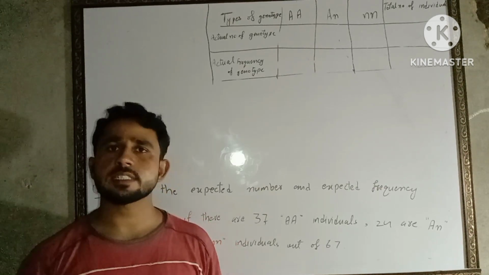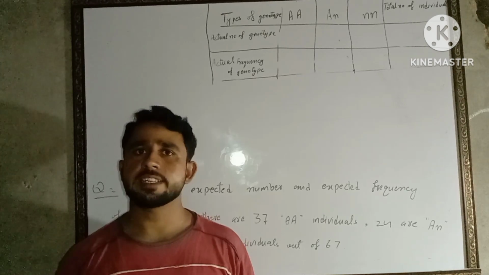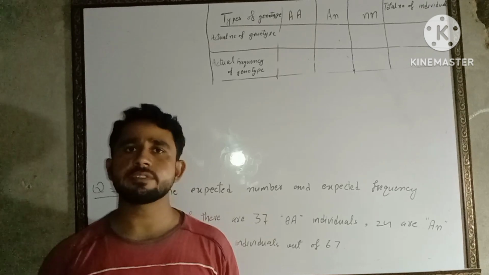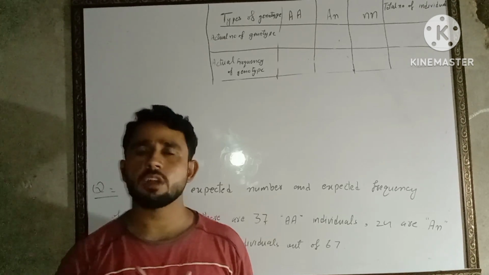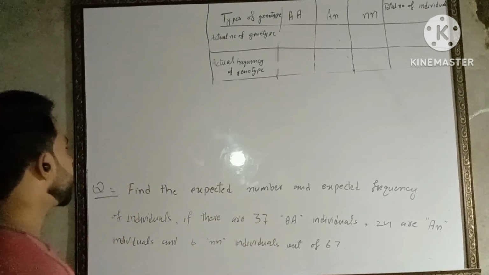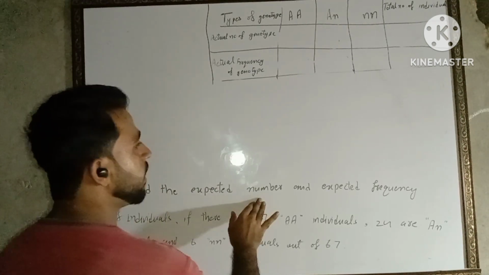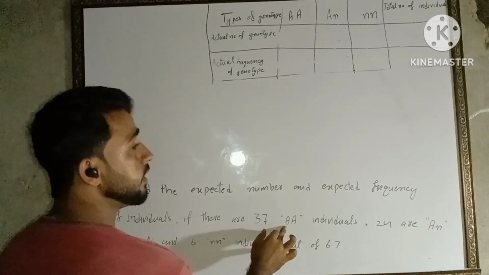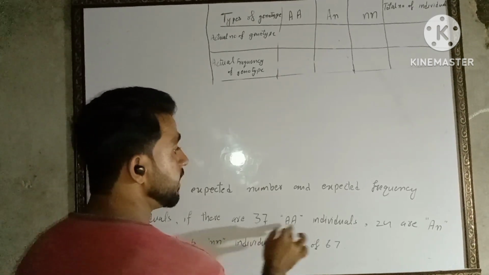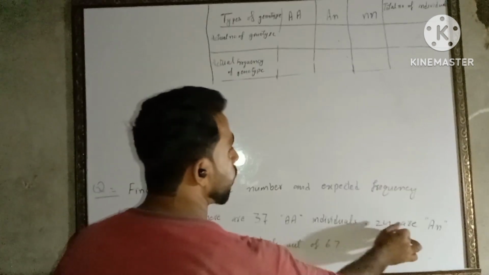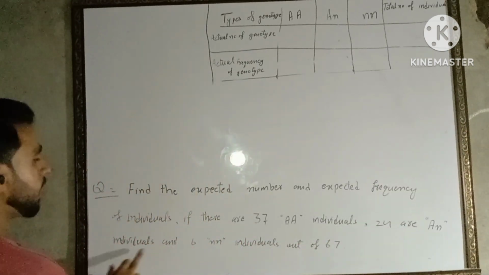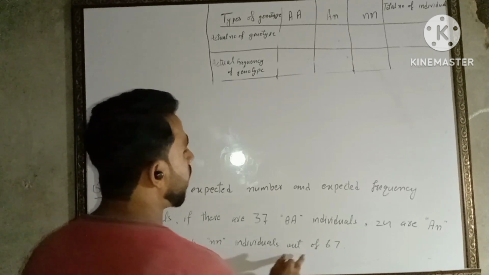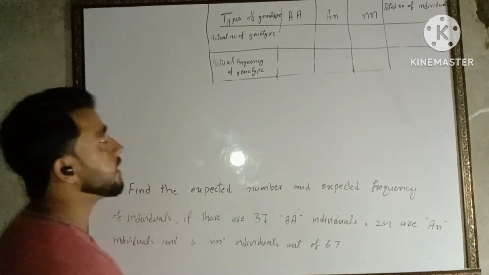In this lecture, we will discuss a question that is related to genetics. In this question, we have been asked to find the expected number and the expected frequency of the genotype. Let's solve the question. The question is: find the expected number and expected frequency of individuals if there are 37 homozygous dominant individuals, 24 heterozygous individuals, and 6 homozygous recessive individuals out of 67 individuals.